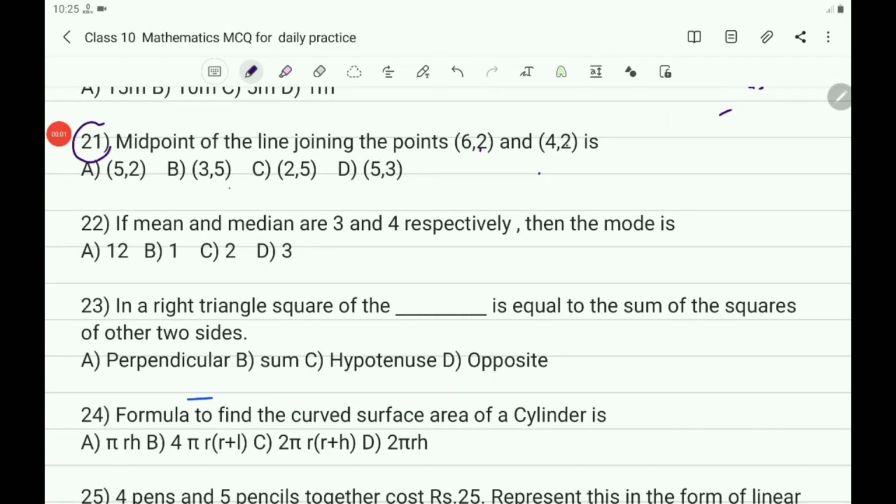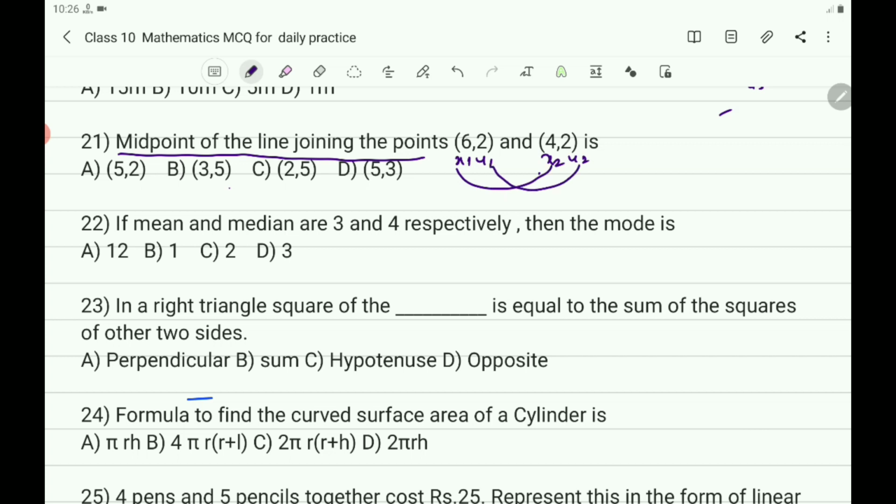Now the question number 21. What is that question? Midpoint of the line joining the points 6, 2 and 4, 2. Here you have to use the midpoint formula. If you consider these are x1, y1, x2, y2, you know the formula to find the midpoint, that is x1 plus x2 by 2, y1 plus y2 by 2.